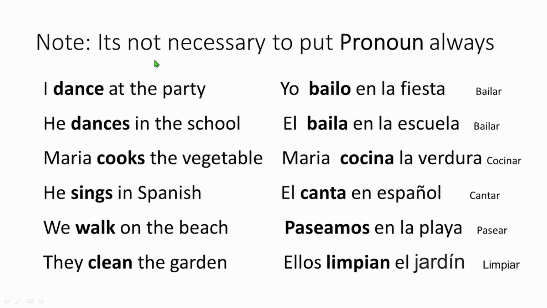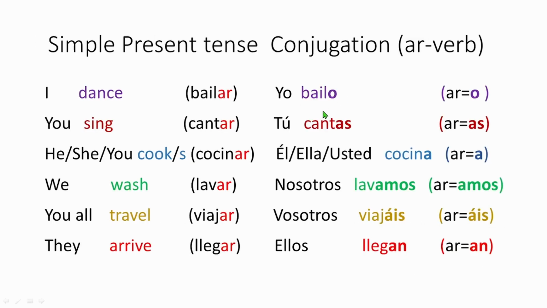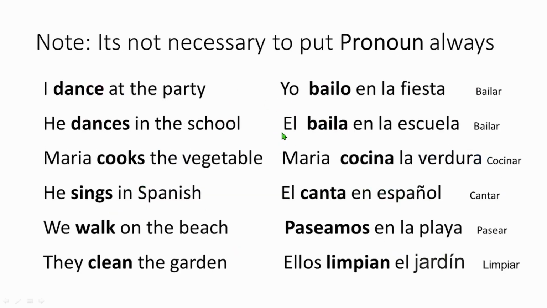Now, first of all, we need to understand that in Spanish, it's not necessary to always put the pronoun, okay? You can even omit it. Because the conjugation in Spanish is so vast, by conjugation we can know which person you are speaking about. Like if it's bailo, then of course it's first person because it's ending with O. And if you speak about the second person, it's always ending with AS, so it's not always necessary to put the pronoun.